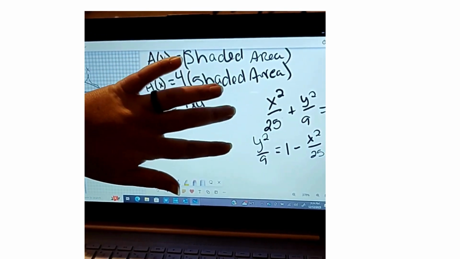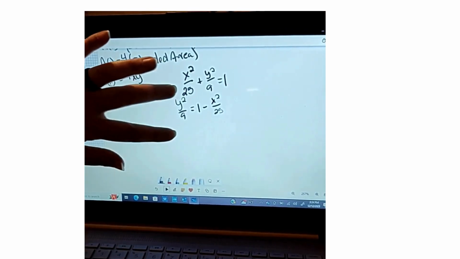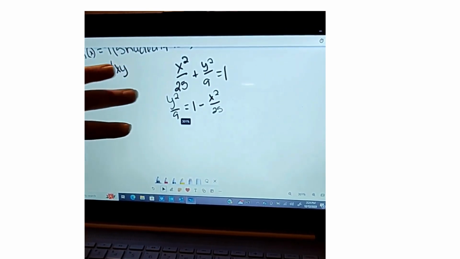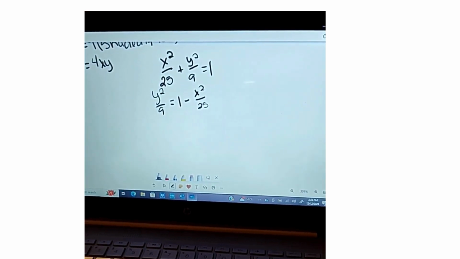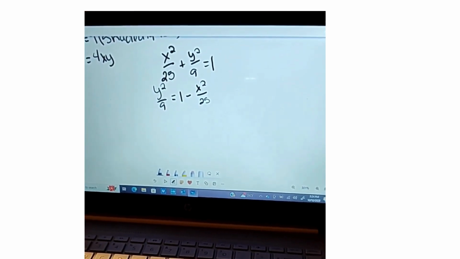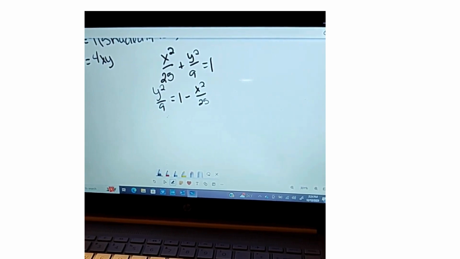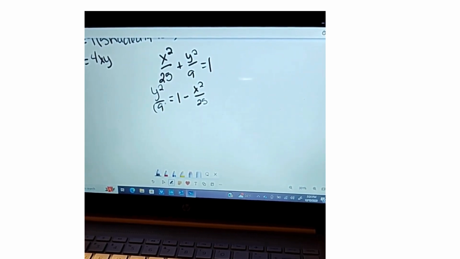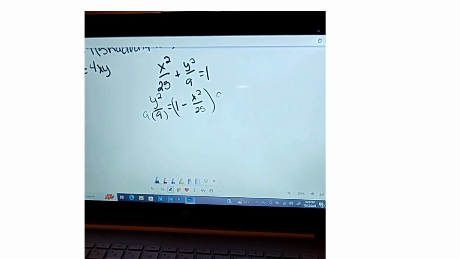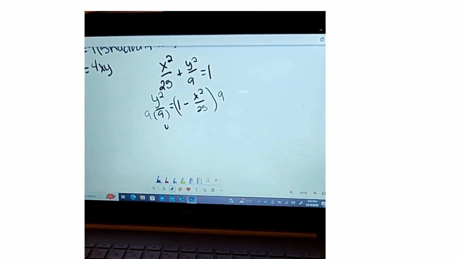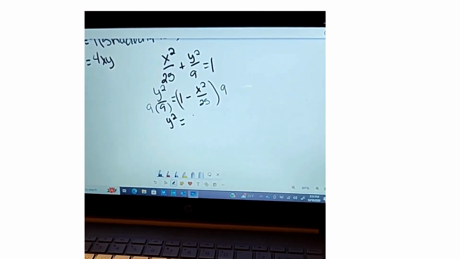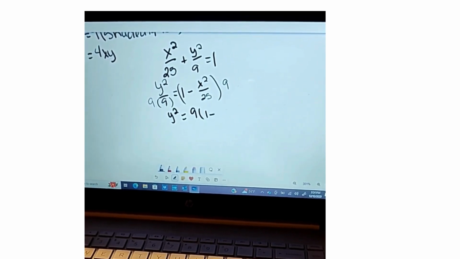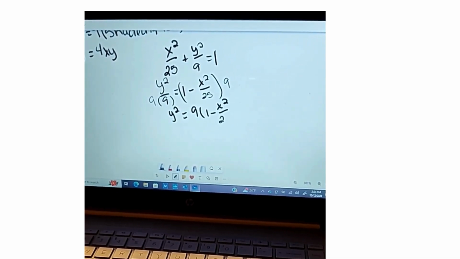Now, let's give this a little bit more leeway. Now we want to move this 9. So we want to do the opposite, because we're dividing. So we're going to multiply by 9. And if we do it to one side, we have to do it to the other side. So then we have y squared is equal to 9 times 1 minus x squared over 25.